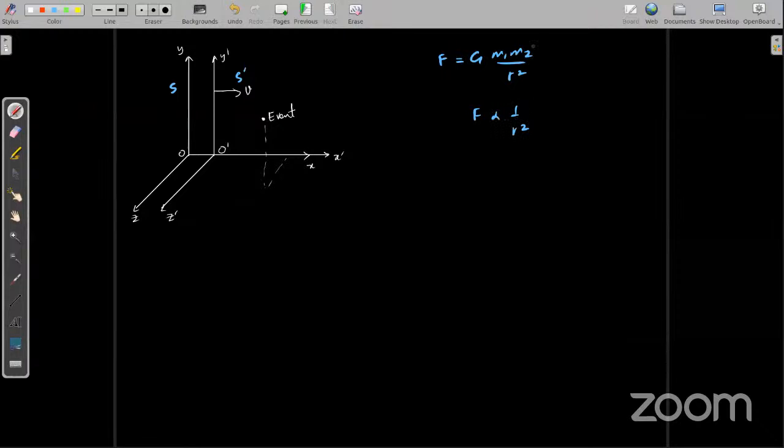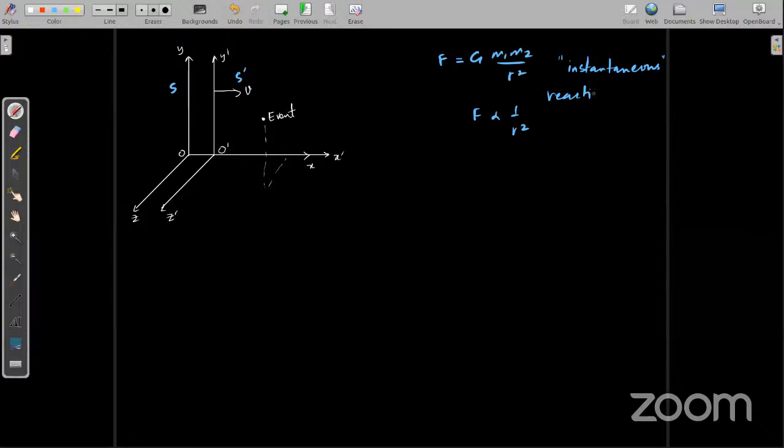What this equation implies is that if there is any change in m1 and m2 separated by some distance r, that change is immediately felt as the force. The problem was this puzzling thing of instantaneous reaction.